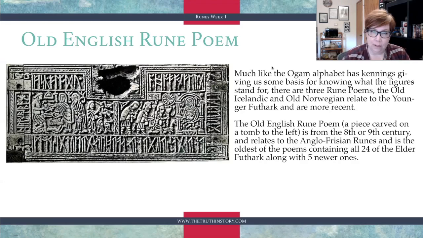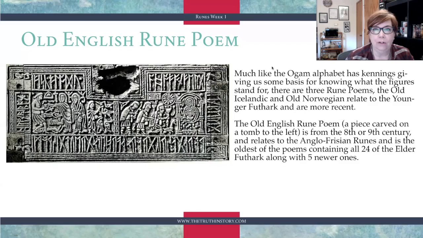But the Old English rune poem is the oldest that we have. I believe that the manuscript that we have is around the 1200s, but we know that it was taken from a previous manuscript from the 8th or 9th century. So we're still talking, you know, the 700s, 800s here. And it has the most of the runes intact because it has the 24 Elder Futhark, and then it has 5 more of the newer ones from the language shift.